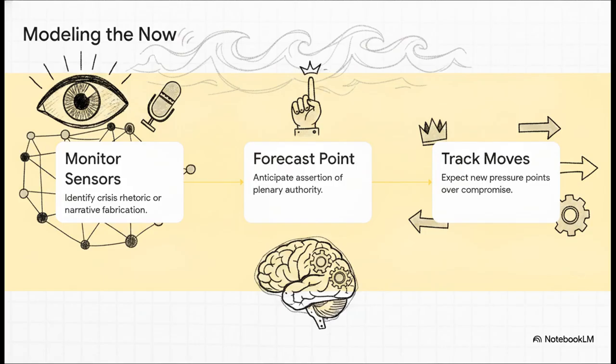First, the model tells you to monitor for crisis rhetoric. Once a crisis is fabricated or amplified, you immediately move to step 2 and forecast the next pressure point, an assertion of sweeping executive authority. And then, crucially, step 3, if a policy gets blocked in court, the model predicts the actor is not going to compromise or back down. Instead, they'll escalate. They'll use a completely new tactic in a totally different arena just to maintain their offensive momentum. It turns the analyst into a real-time pattern recognition engine.